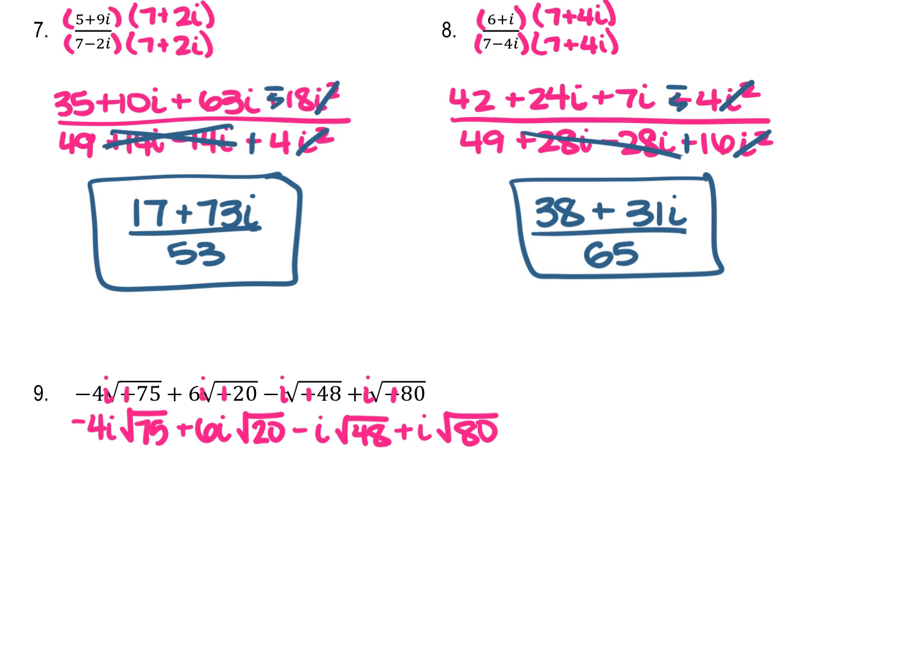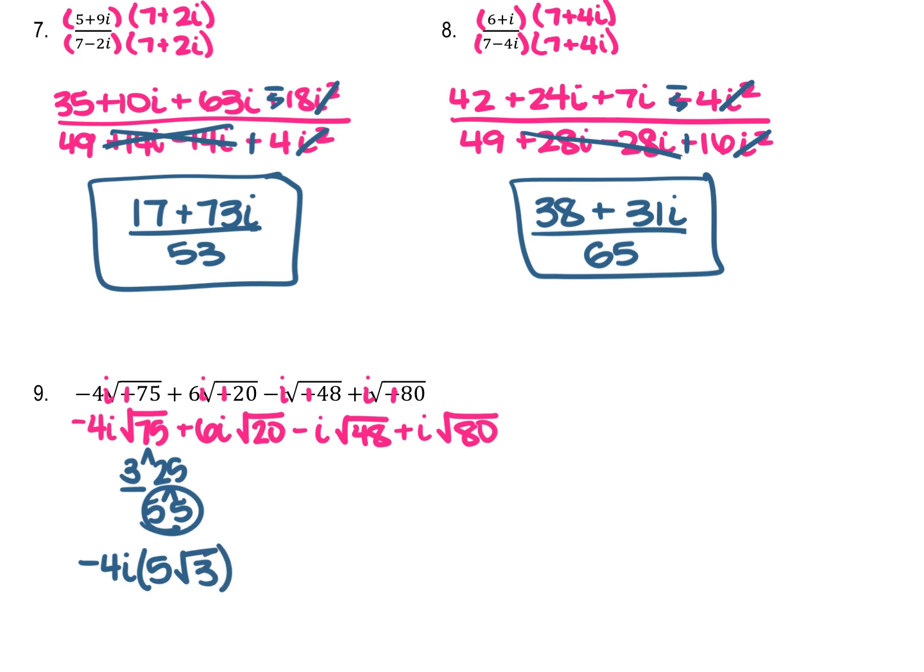So for that negative 4i square root 75, that 75 is 3 and 25, while 25 is 5 and 5. Those 5s pair up, that 3 is left over, so that's going to lead you to have the negative 4i times 5 square root 3.